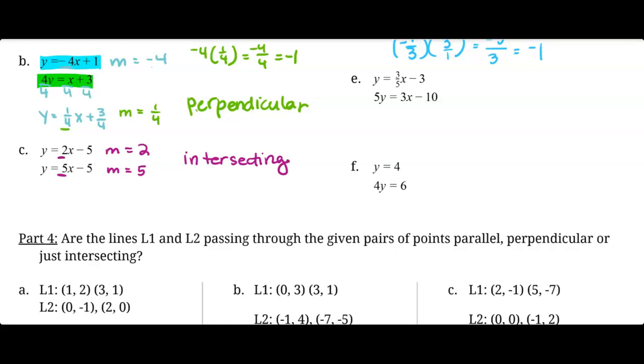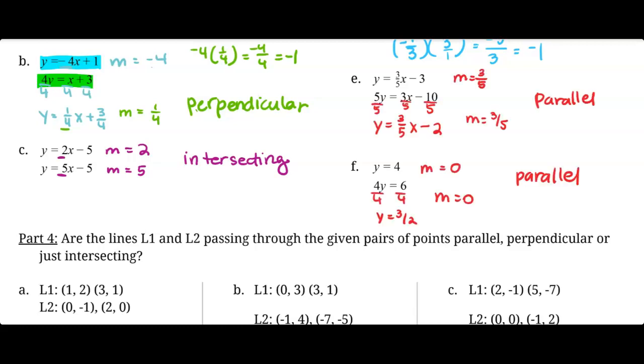Try and do E and F on your own. You should have solved the second equation in E to get that y equals 3/5 x minus 2, giving you a slope of 3/5, noticing that both lines have the same slope of 3/5, which makes them parallel. And the same thing for F. y equals 4 is a slope of 0. y equals 3/2 is a slope of 0. Because they don't have an x value, 0 makes it go away, which makes those two lines parallel as well.